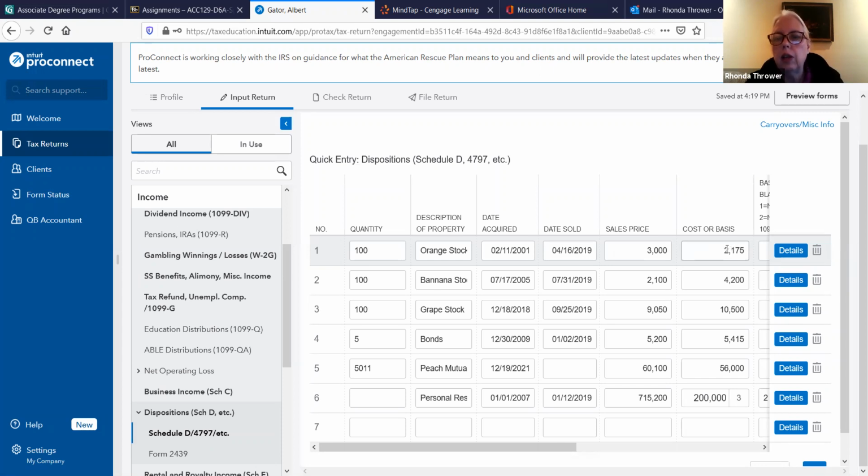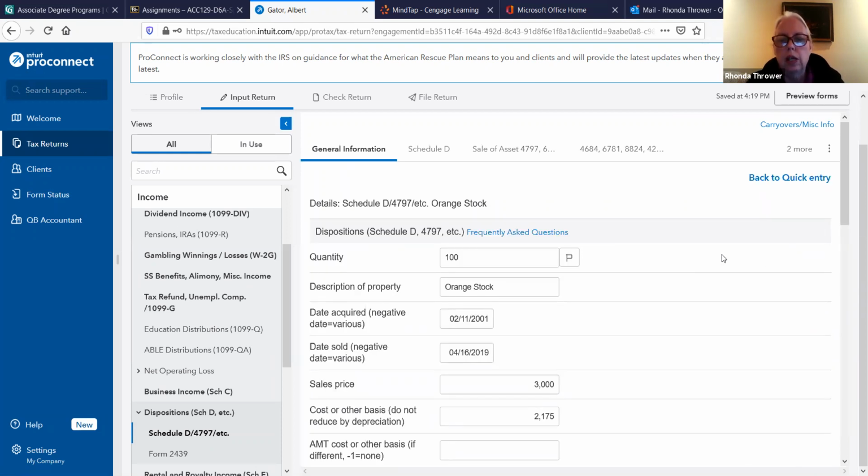Now, something that you need to know is, since this was acquired in 2001 and it was sold in 2019, they held this for over a year. So this is a type of long-term investment. So do you see out here where it's got details? Click on the details portion of this. This is where they're going to ask you about the details of the stock.